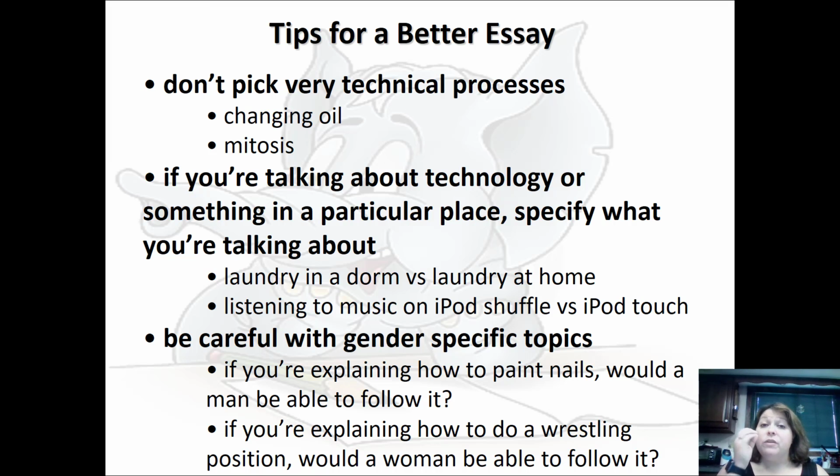The other thing you want to do is be very careful with gender-specific topics. It's usually girls who do this, but they have a tendency to pick topics that they know a lot about. Nails, makeup, hair, things like that. So anytime, especially makeup, I always put it this way.